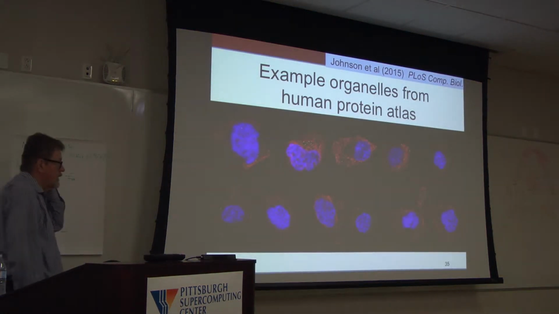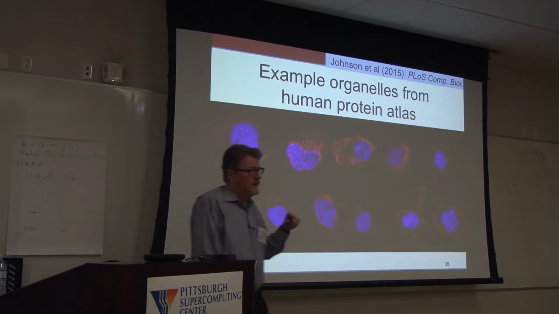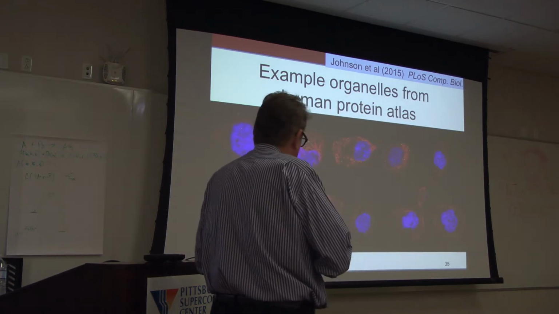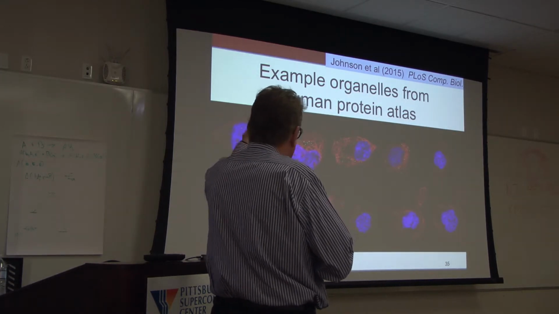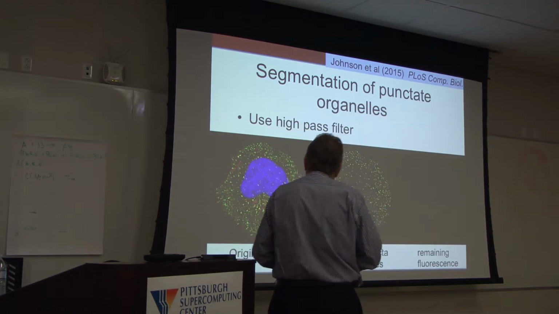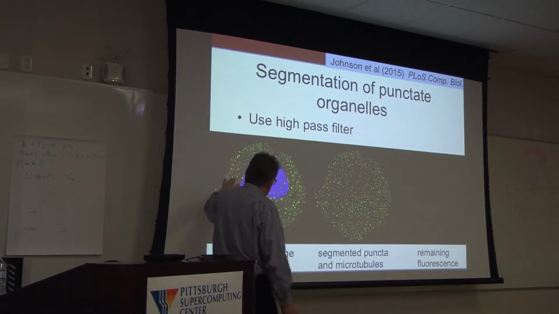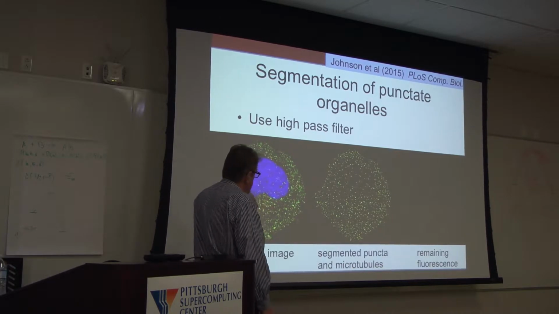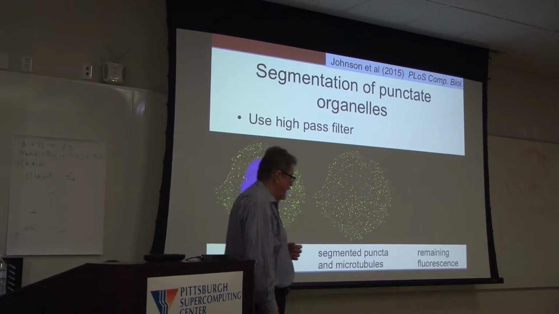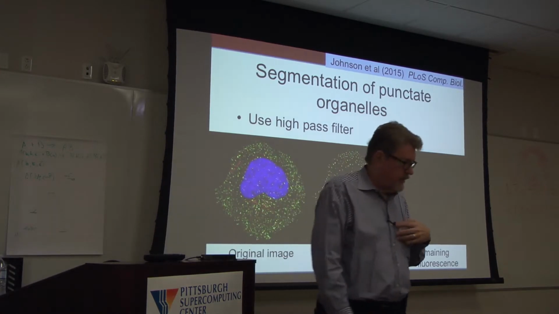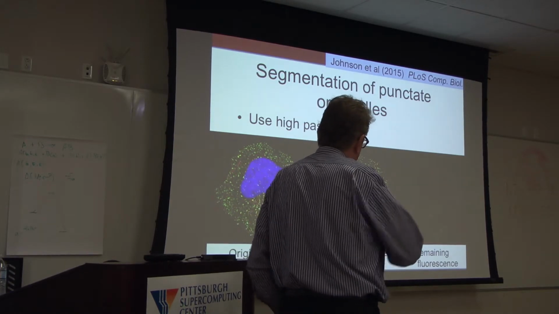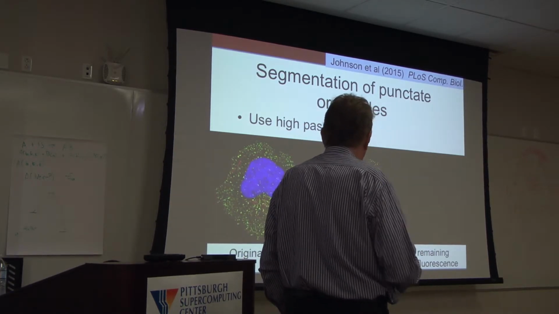Okay, thank you. Right? 11 different structures stained by various antibodies. And the question is, can we build models of those things? What we're going to do is take the original image, and this is one with a lot of dots, and then we're going to segment out all the individual puncta by basically just using high-pass filters, and then take all of the remaining fluorescence, so we have two halves now, the puncta and everything else.